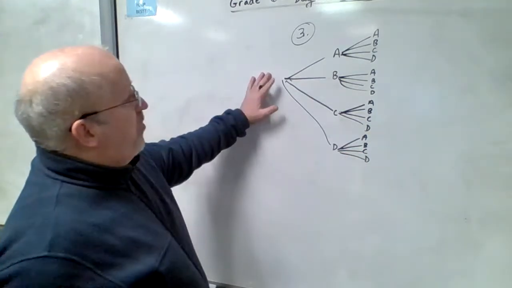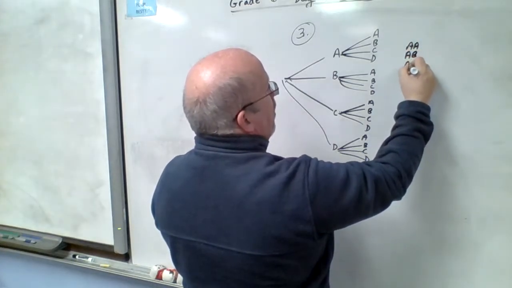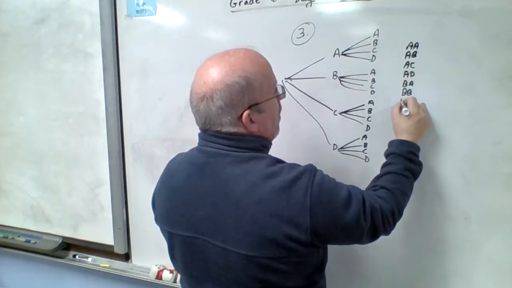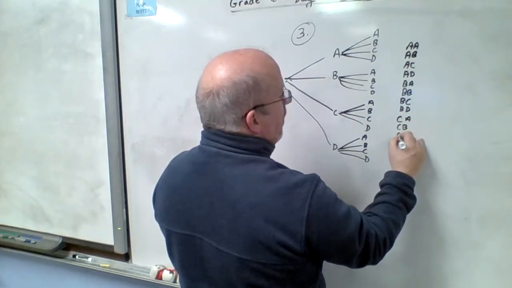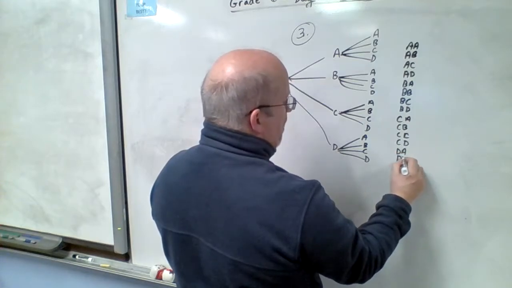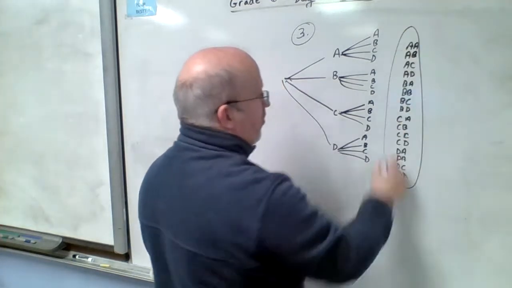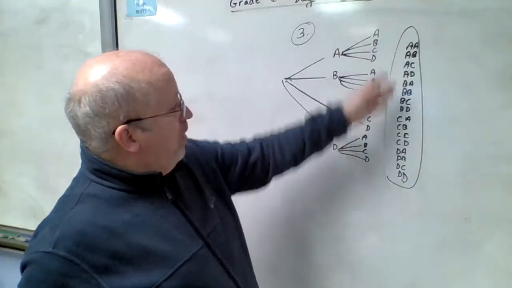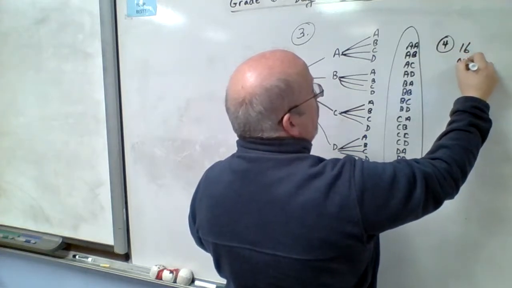What's my sample space going to look like in this case? It could be AA, AB, AC, AD, BA, BB, BC, BD, CA, CB, CC, CD, DA, DB, DC, and DD. So there's our sample space. Let's go to question 4. How many outcomes are possible? How many outcomes do you see? I see 16 outcomes.